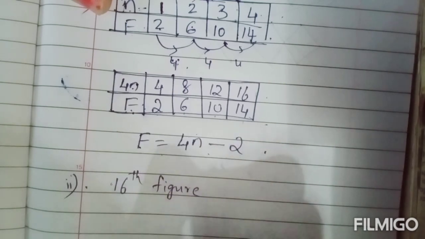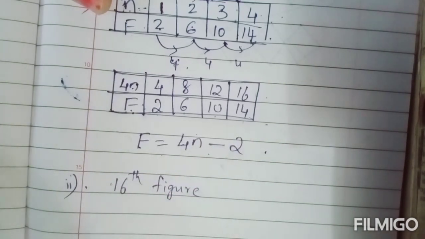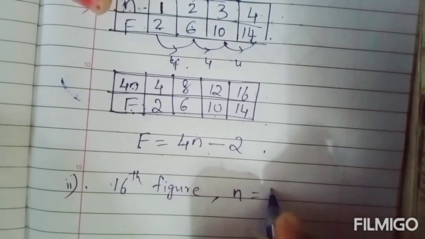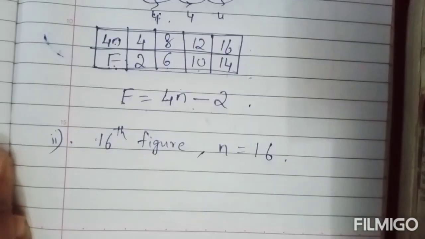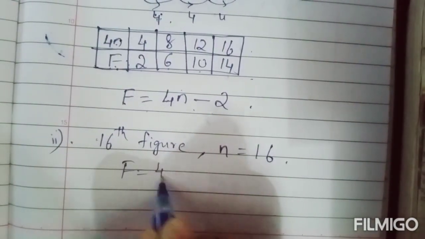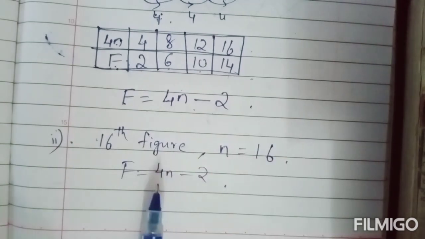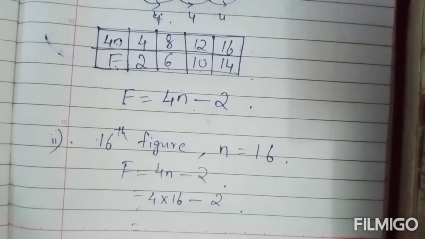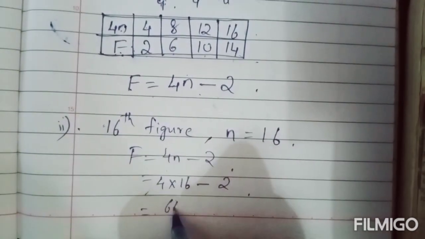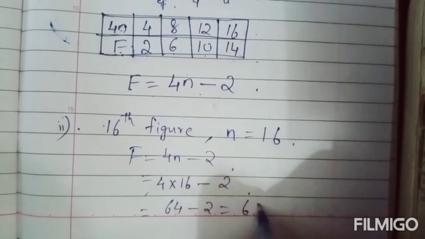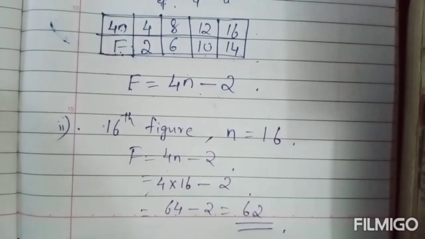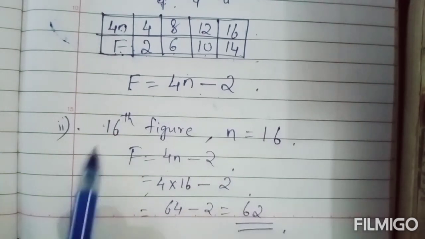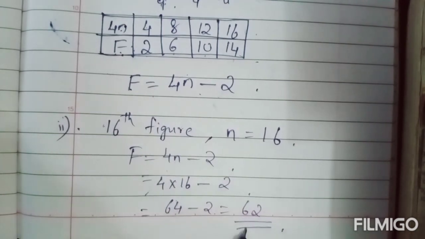So in the 16th figure, how many matchsticks will be there? For the 16th figure, n will be equal to 16. We find f equal to 4n minus 2. Substitute n equal to 16 here. So equal to 4 into 16 minus 2. 4 into 16 is 64, minus 2, you will get 62. So the number of matchsticks in the 16th figure will be 62.